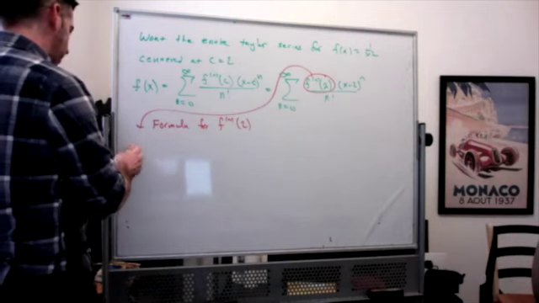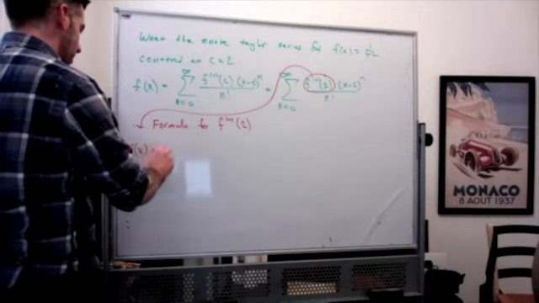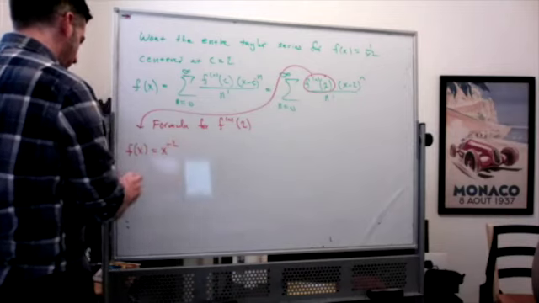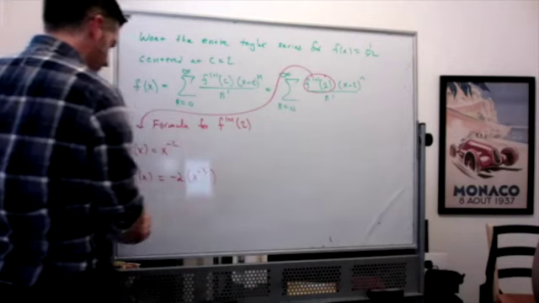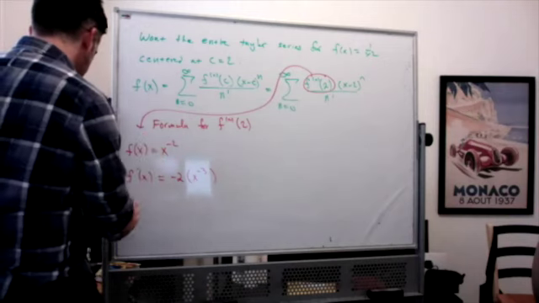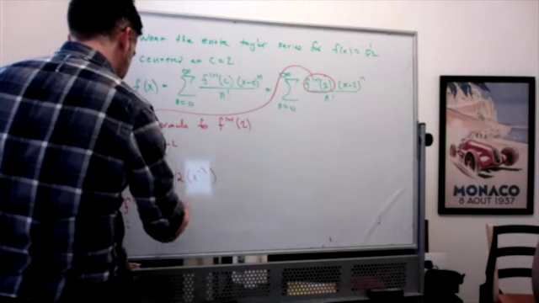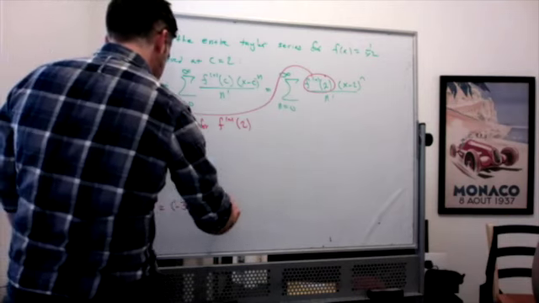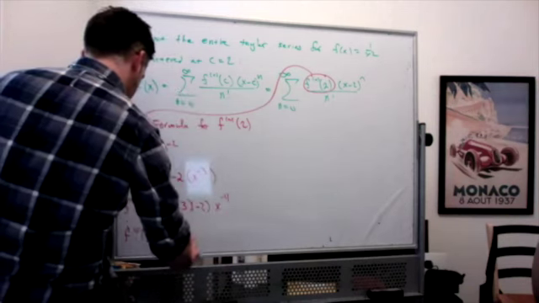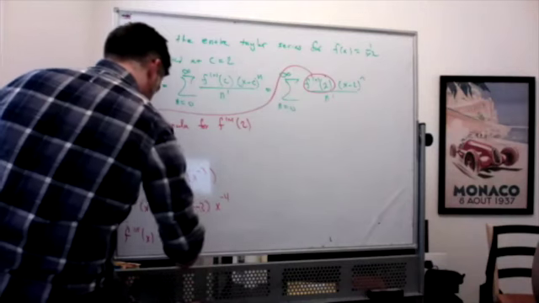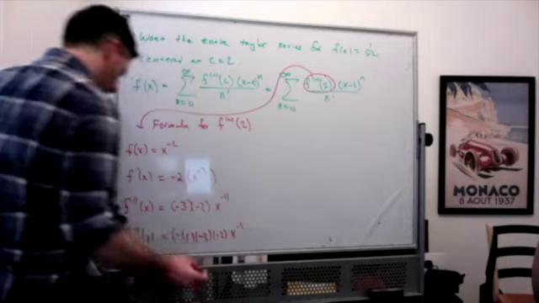Our 0th derivative, f of x, is x to the minus second. Our first derivative is negative 2 times x to the negative third. I don't know why I put parentheses there, I just did. And now here's where I'm not simplifying. Our second derivative is negative 3 times negative 2 times x to the negative fourth. And our third derivative is negative 4 times negative 3 times negative 2 times x to the negative fifth.